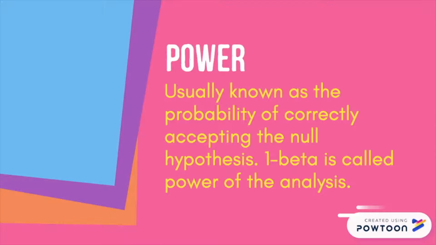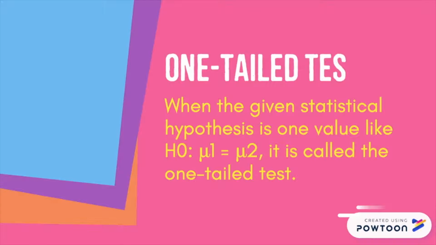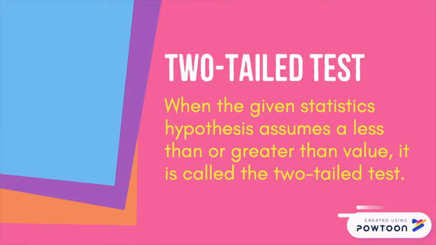Power is usually known as the probability of correctly rejecting a false null hypothesis. 1 minus beta is called the power of the analysis. One-tail test: when the given statistical hypothesis is one value like H0. Two-tail test: when the given statistical hypothesis assumes a less than or greater than value.